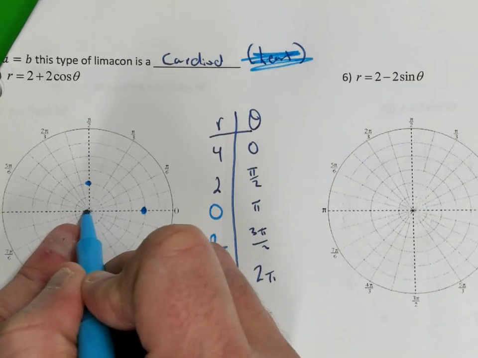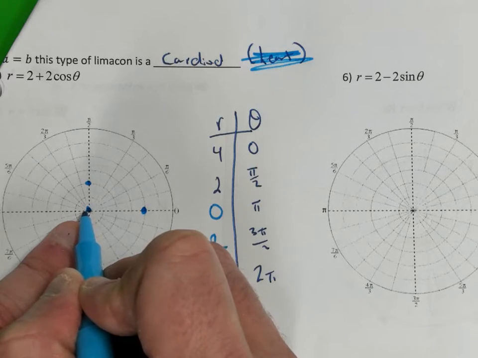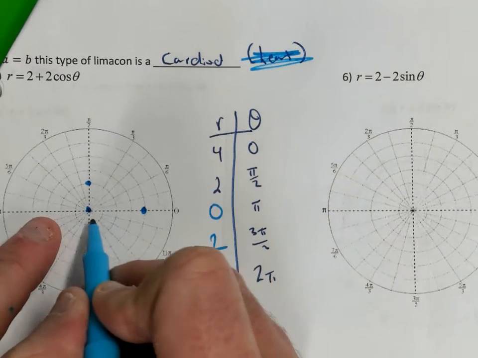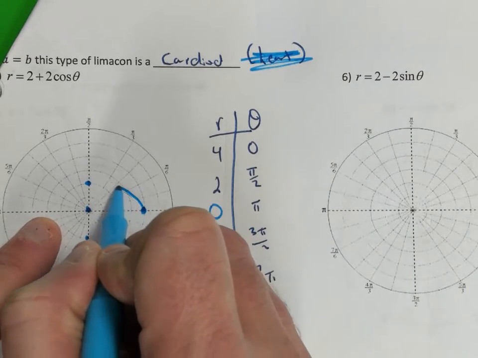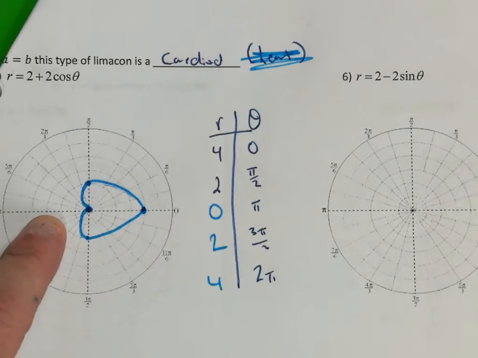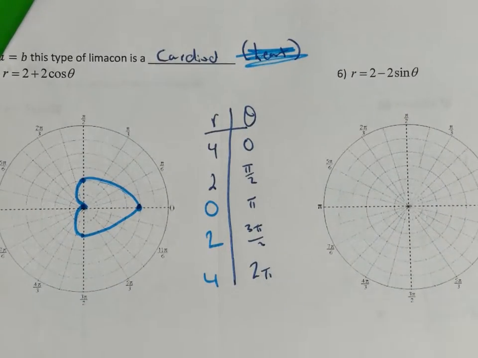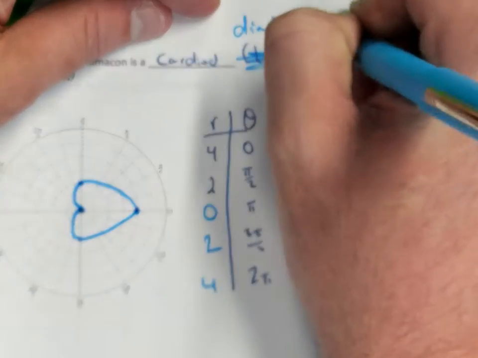0, pi. So would that be your dimple right there? It's at the pole, isn't it? 2, 3 pi over 2. 3 pi over 2 is here. And then back here. So you graph in order. And there's my dimple at the pole. So this is known as dimple at pole.